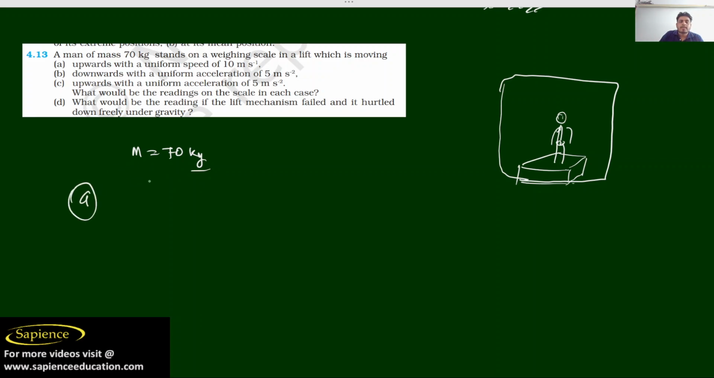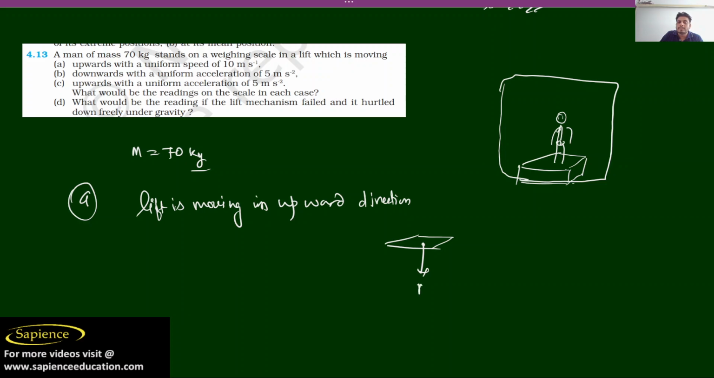So first case, the lift is moving in the upward direction. So what will happen? Try to make a free body diagram. Gravitational force will act downward, that is equal to mg, and mg is 70 into 10, so this is 700 Newton, and the reaction force will be there like this.